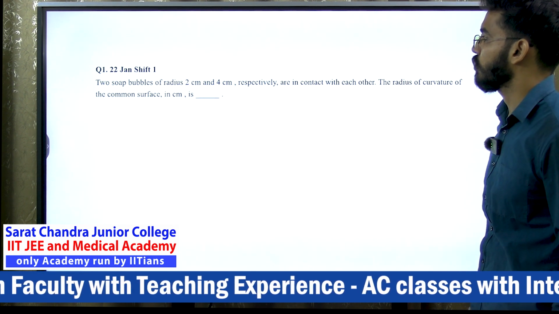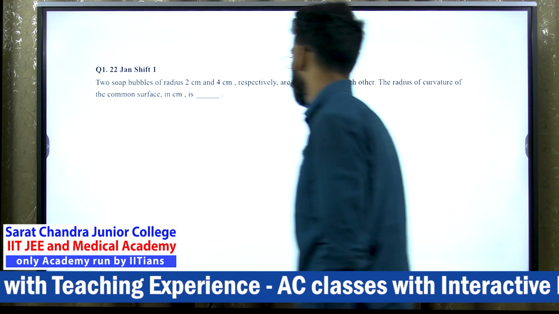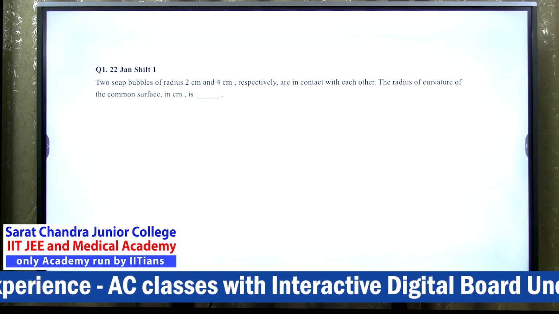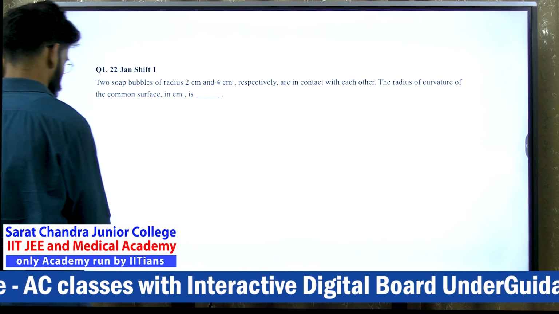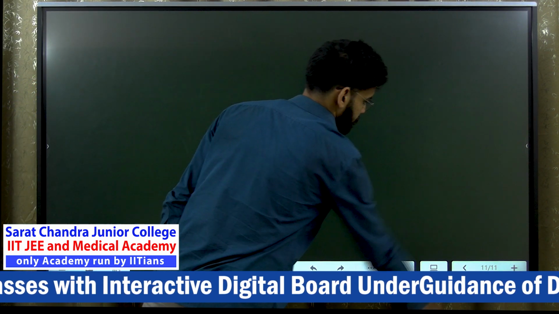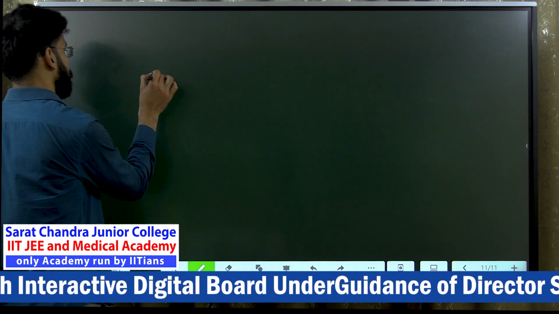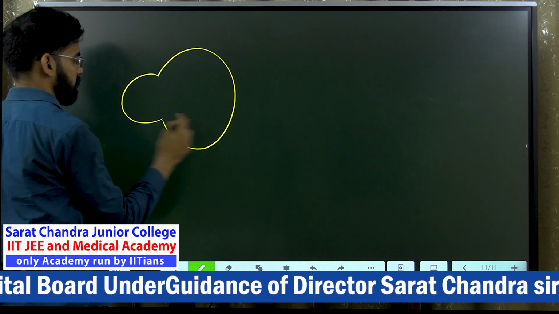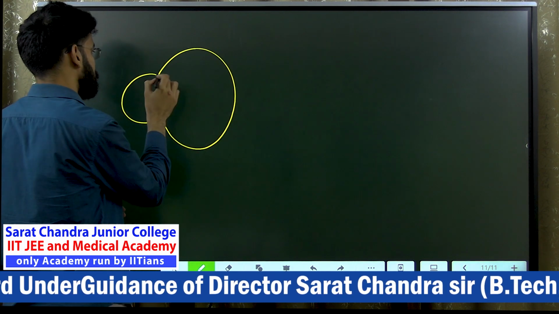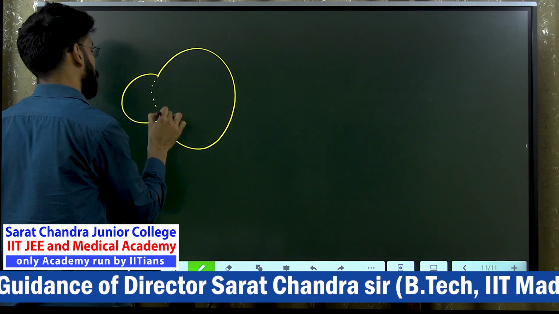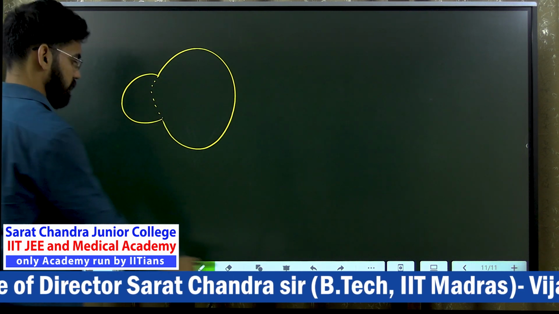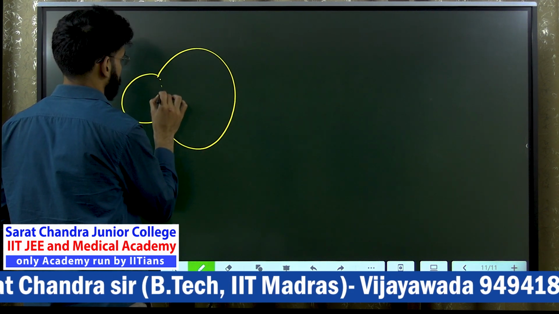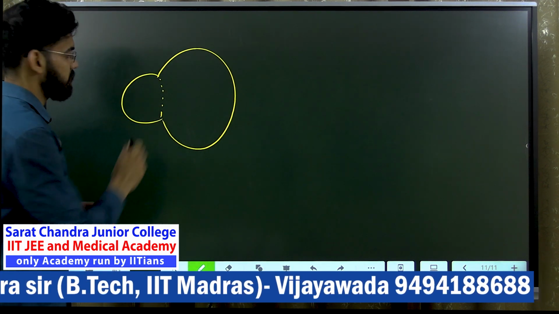Two soap bubbles of radius 2 centimeter and 4 centimeter respectively are in contact with each other. The radius of curvature of the common surface in centimeter is. See, the question is like this. This will be one bubble, and there will be another bubble. You didn't merge it together, you just kept in contact. Then what is this common radius? Actually this will be like this. What is this common radius? This r he is asking.